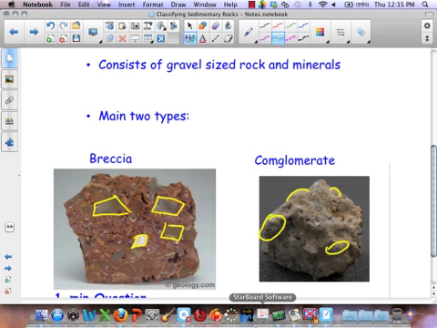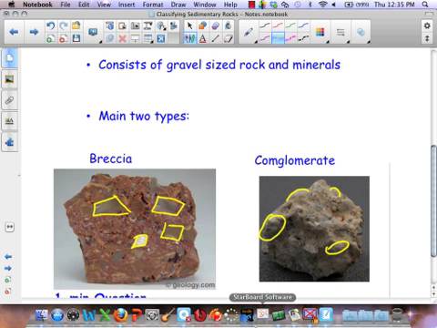Yes, they are quadrilateral. Okay. Well, honestly, if you're looking at them very quickly, what's the main thing that sticks out? Conglomerate is more round and breccia is more square. Yeah, so the conglomerates are more round, the breccias are more square.